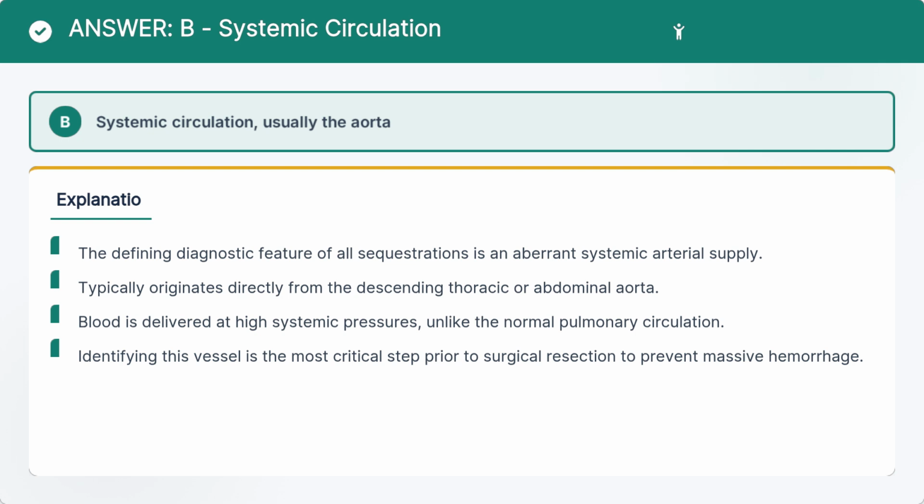The correct answer is option B, the systemic circulation, typically originating directly from the descending thoracic or abdominal aorta. This is the single most defining diagnostic feature of all sequestrations, regardless of type. Because this vessel arises from the systemic circulation, it delivers blood at high systemic pressures rather than the lower pressures of the normal pulmonary circulation. Clinically, large lesions can cause significant hemodynamic effects from the volume load they receive. Surgically, identifying and securely ligating this high-pressure vessel before any lung resection is the most important step in the entire operation, because accidental division without ligation can result in massive, life-threatening hemorrhage.